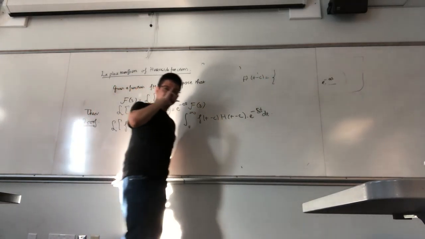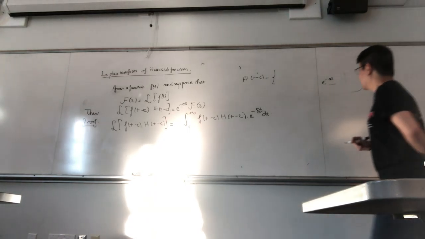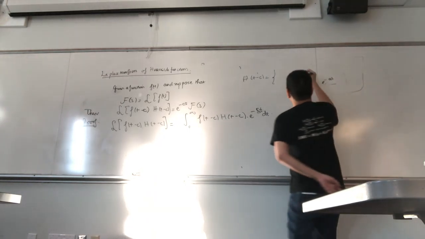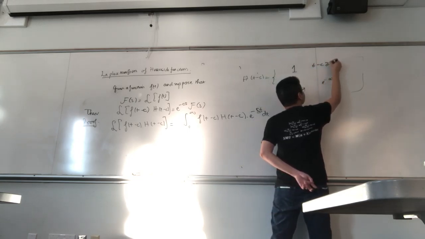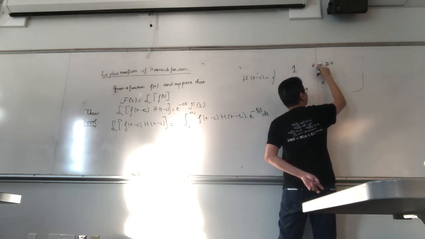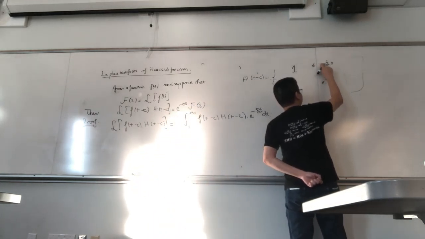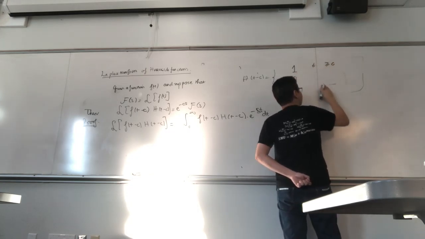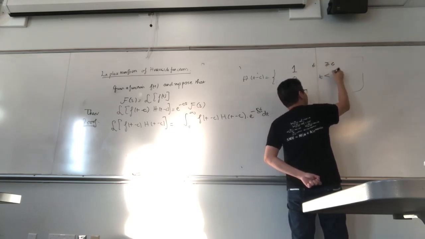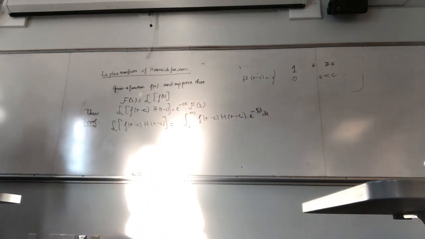Is it 1 if t minus c is greater than 0? So this is 1 when t minus c is bigger than 0. Right? So if t minus c is bigger than 0, I can write t is bigger than c. And this is 0 when t is smaller than c. Right?